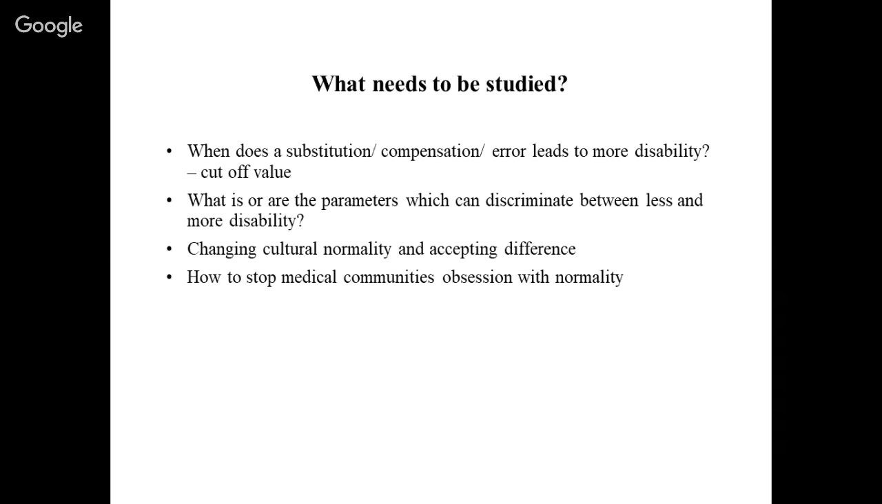So, what do we want to do? What I think we need to study more and come up with more. We want to first find out whether substitution and compensation and other abnormalities, other errors, are leading to more disability. That's the first thing you want to understand. The next thing you want to understand is, beyond which range, if you have compensation and substitution and errors, it leads to more disability. That is, you want to find out diagnostic normality. And we should stop this obsession with normality, especially people who are obsessed with alignment of trunk, alignment of pelvis, all sorts of nonsensical ideas.